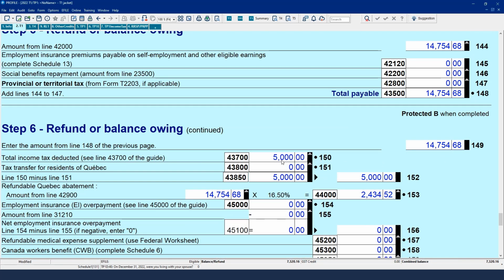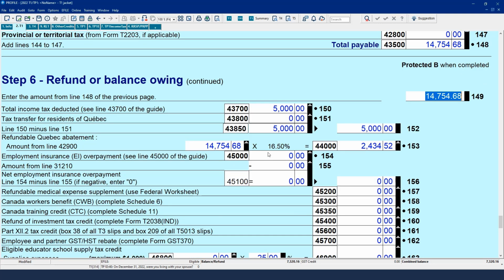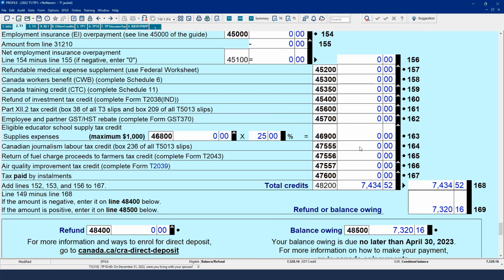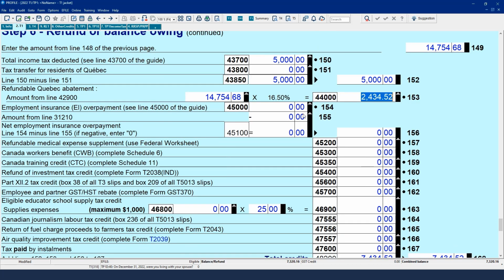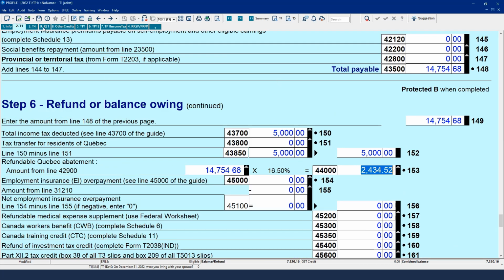But guess what? I already paid 5,000 throughout the year. It was deducted from my paycheck. So please consider this, right? I owe 14,000. That's how much I should pay based on my situation. But I already paid 5,000, so remove that. And in the case of being a Quebec resident, I also have a Quebec abatement of 2434. So I'm going to take 14,000 minus 5,000 minus 2434, leaving me a difference of 7320, and that would be my balance of taxes owing that I actually have to pay because only $5,000 was deducted from my pay throughout the year.